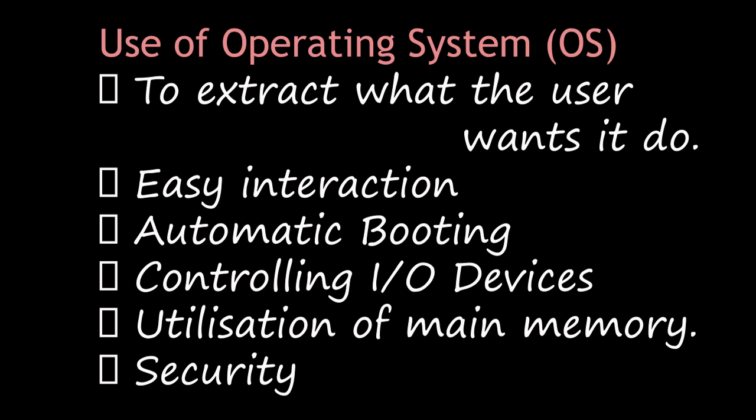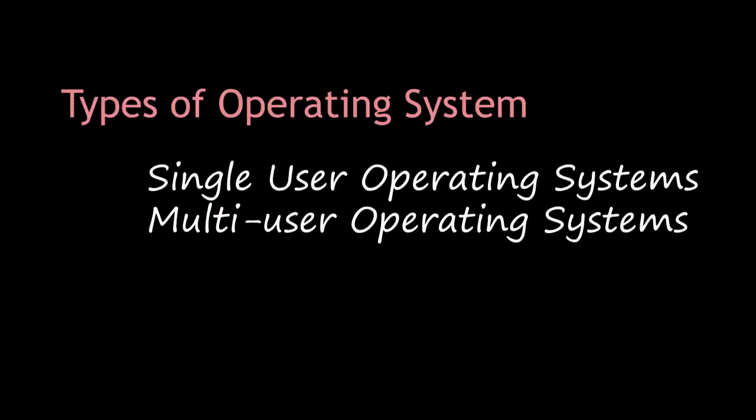Then, starting a computer operation, any loading or booting, or switching on the computer itself, this operating system is needed, right? Controlling the input and output devices is also done by the operating system. So these are all the main uses, right? And if you want to take some data from the main memory, that also will be done by this operating system only. Okay, now let's see the types of operating system.